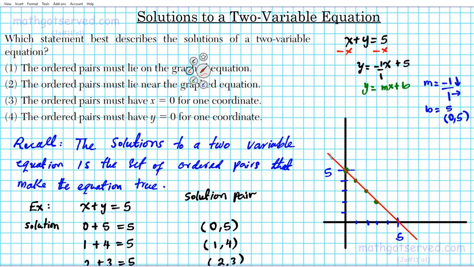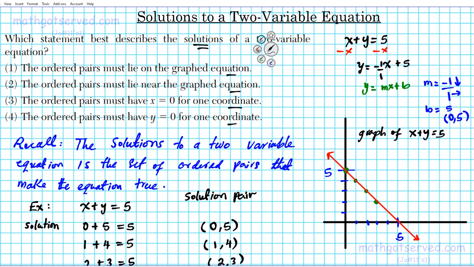Okay, all right, so what do we notice about the points that are on the line, on the graph? The reason why we're looking at the graph is because when we look at the options right here, it says the ordered pair must lie on the graph's equation. So it's talking about the graphical connection between the equation and the solution. That's why we're looking at the graph. Okay? All right, so this is the graph of x plus y equals 5. This is just a case in point.